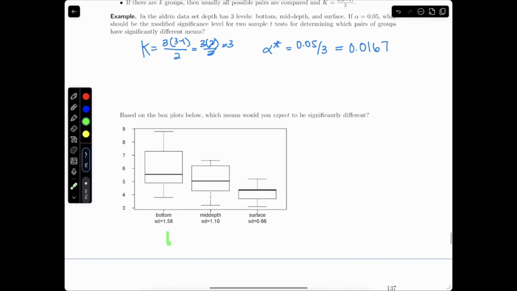So we have bottom versus mid-depth, mid-depth versus surface, and bottom versus surface. My hypothesis is that surface and bottom are going to be significantly different, but bottom and mid-depth, not so much, and mid-depth and surface, maybe.